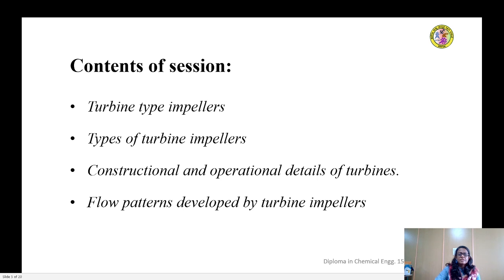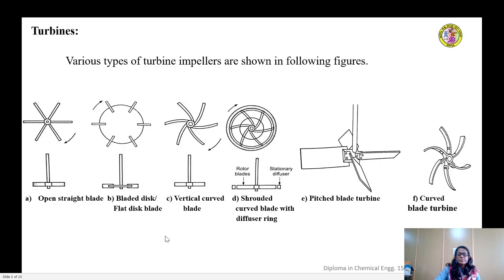So in today's class we are taking up the next type of impellers, called turbine type impellers: the various types of turbine impellers, the constructional and operational details, and also the type of flow pattern created by a turbine impeller. So in this slide, I am presenting you the simple sketches of the various types of turbine impellers.